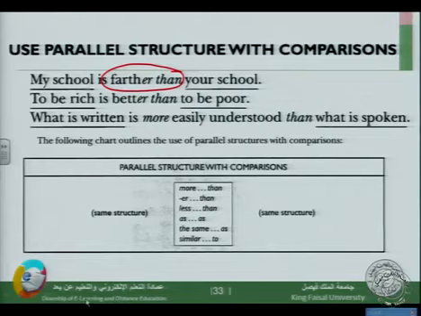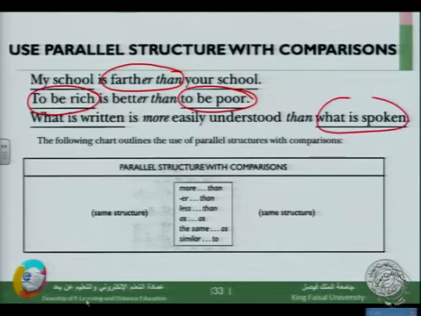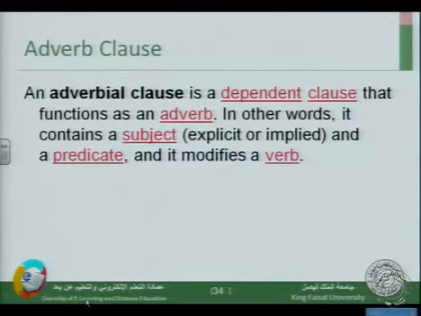To be rich is better than to be poor. Notice, infinitive with infinitive. What is written is more easily understood than what is spoken. What is spoken and what is written. So this is how the comparison can also parallelize between two different structures. And as you can see, the following chart outlines the use of parallel structure with comparison.